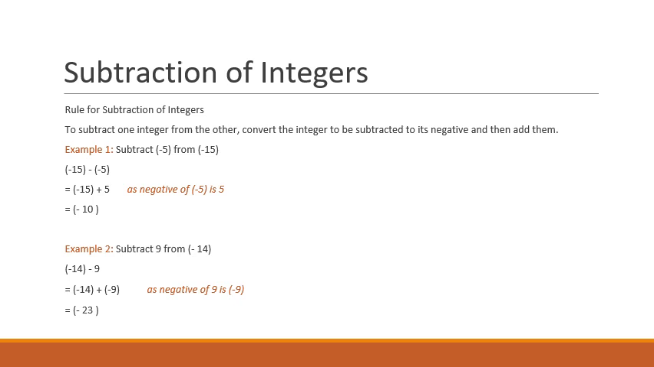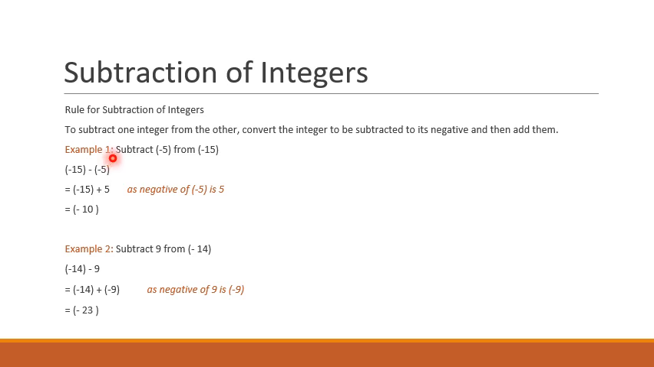Now let's see how to subtract one integer from the other. The rule for subtraction of integers says to subtract one integer from the other, convert the integer to be subtracted to its negative and then add the two integers. So we'll see an example and it would be more clear how to subtract integers.